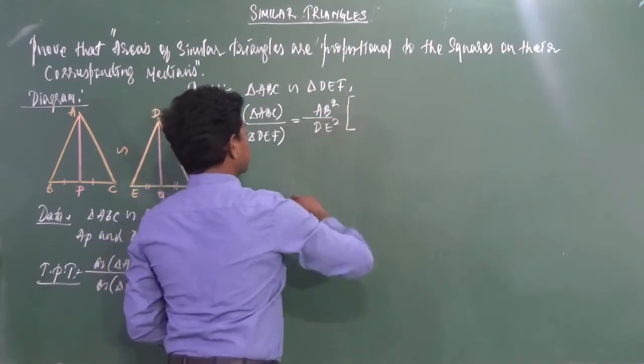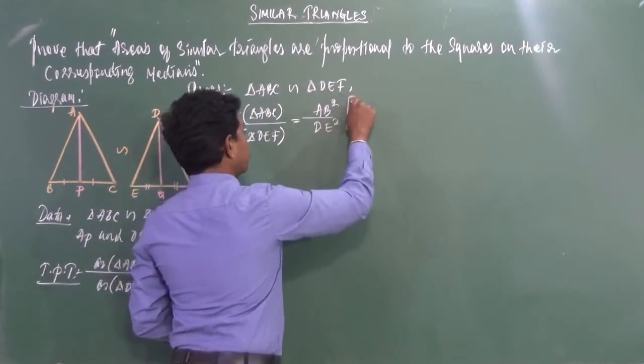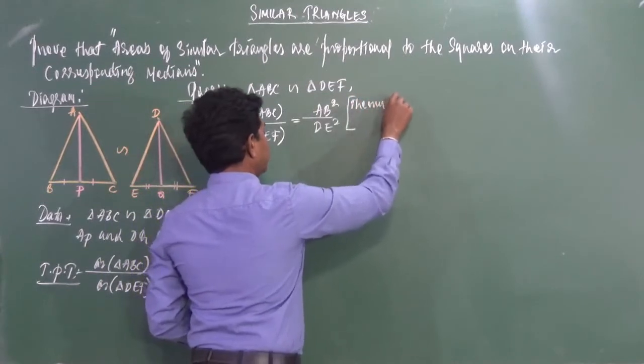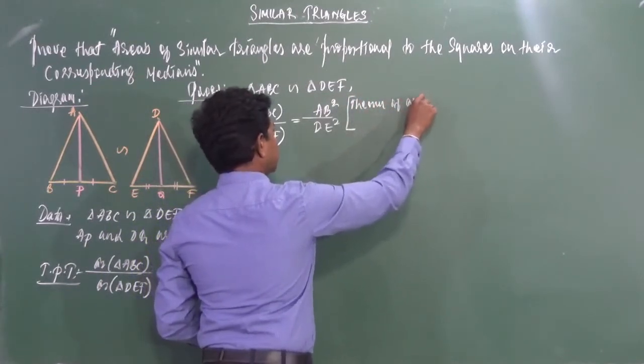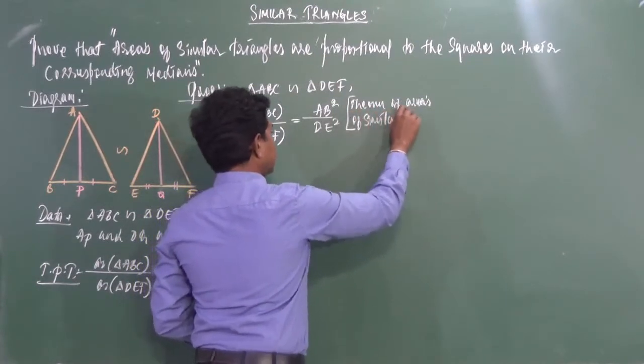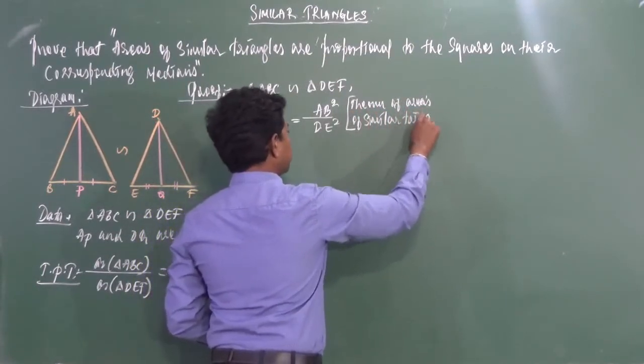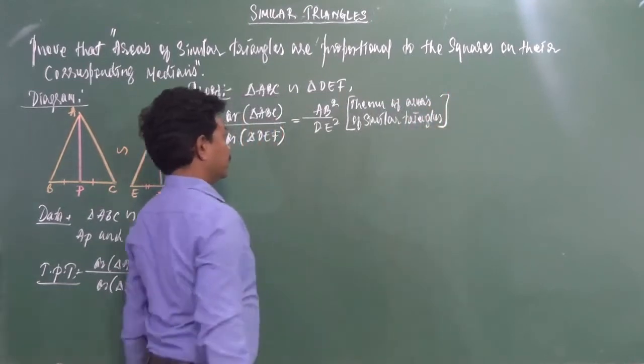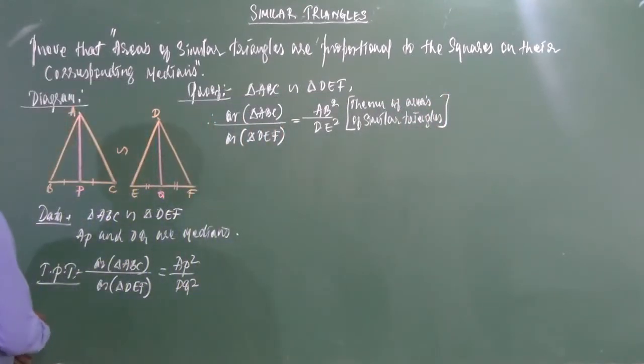So the reason is: theorem on areas of similar triangles. Theorem on areas of similar triangles. So this is the thing.